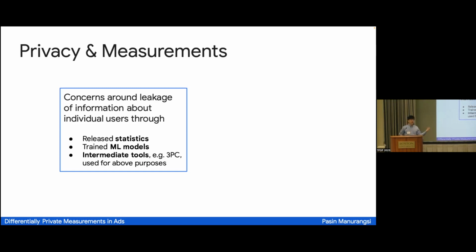But also another concern is that currently the tools that are used to do attribution right now are also not really privacy preserving. And in particular, I will talk about this tool next, which is called third-party cookie.